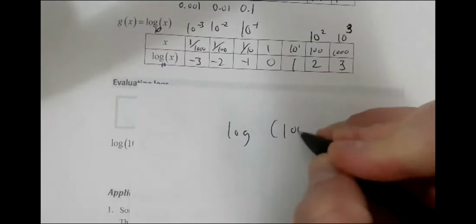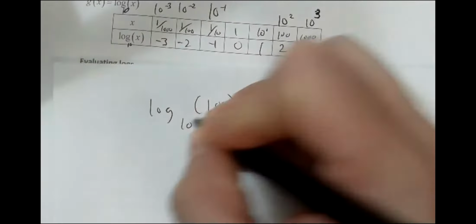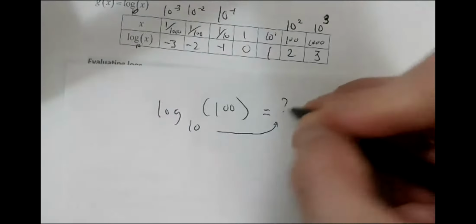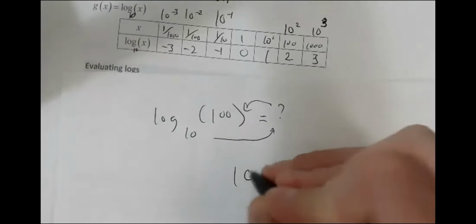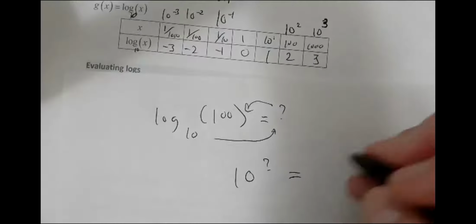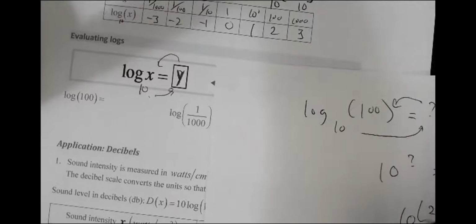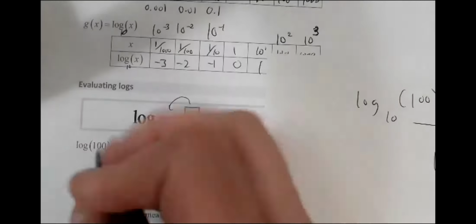So log of 100. If we want to do log of 100, we want to know what this is equal to. We can rewrite this as asking, 10 to the what power is going to be 100? If we do this one, I think it might be sort of obvious. 10 squared is going to give me 100. So log base 10 of 100 should be this thing right here, the 2.